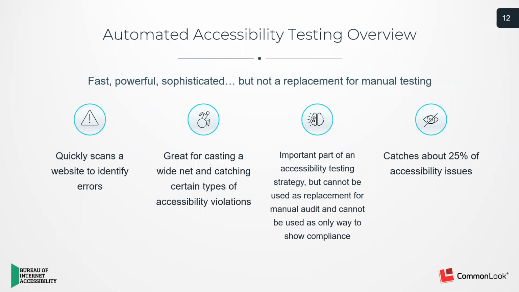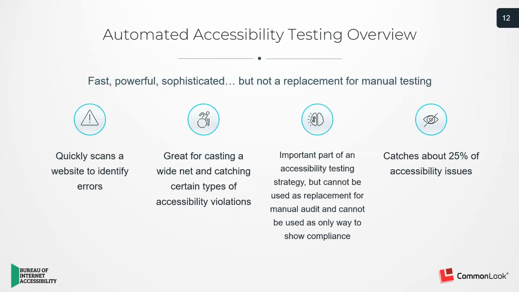So we just reviewed manual testing and some of the things that we look for and the reasons that are all behind it and why we do that. Now we're going to review automated. So as in the beginning, there are two components, automated and manual testing. Automated testing is fast, it's powerful, and it is sophisticated, but it is not a replacement for manual testing.